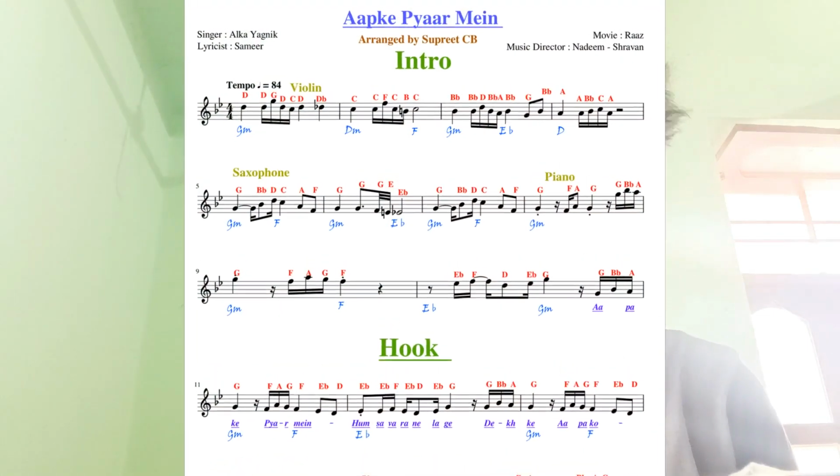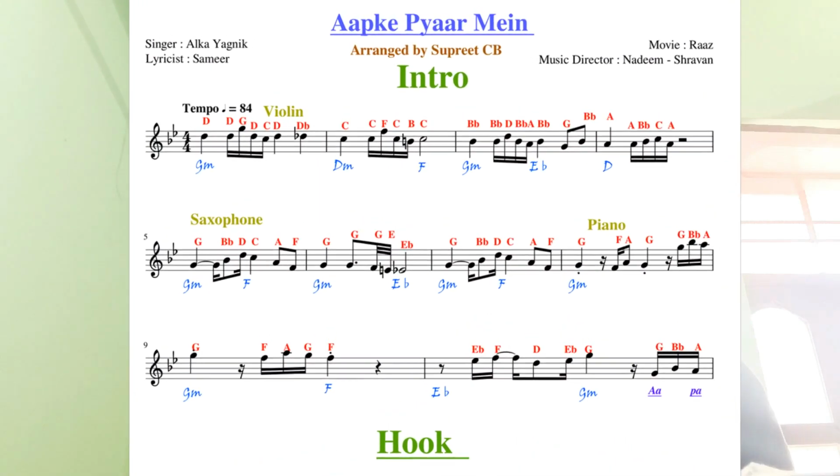This is Super CB. Today we are starting a new song, Aapke Pyaar from the movie Raaz. This song has two background music parts, so we are going to learn all the background music with the chords. Before starting this song, it's very important to have a basic introduction about the song. The song is composed in tempo 84, that is 84 beats per minute, and in the key of G minor.